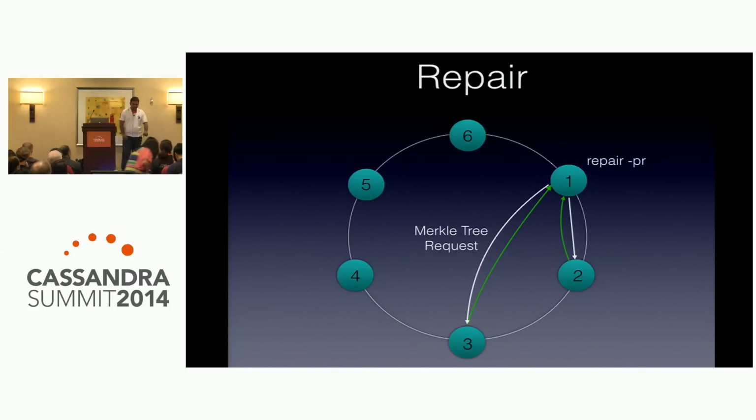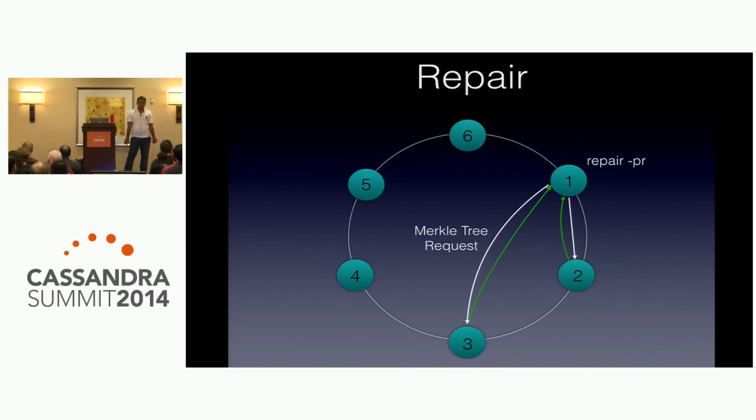Let me give you an overview of how repair works in Cassandra. In this case, you have 6 instances. On node 1, you are triggering a repair by saying repair -pr. That repairs the primary range of the data on node 1. What repair does is it makes things consistent across all replicas for the range you are repairing. So in this case, node 1 is going to send out a Merkle tree request to 2 and 3. Nodes 2 and 3 are the replicas of the data you are repairing.